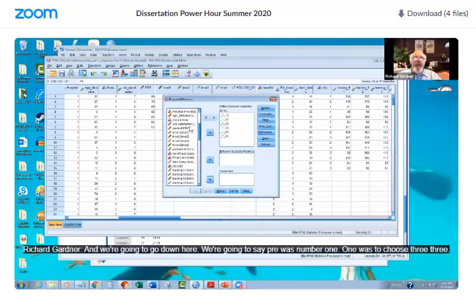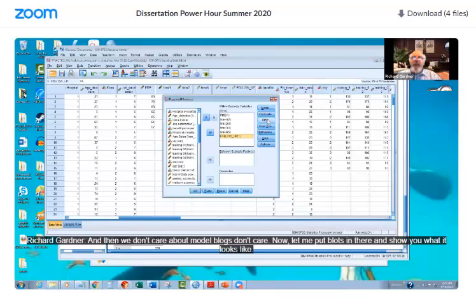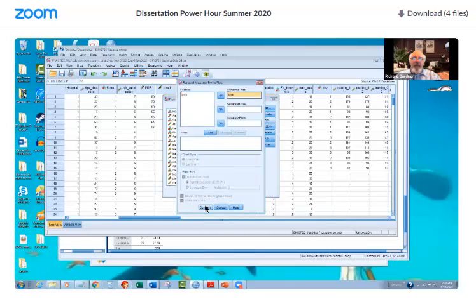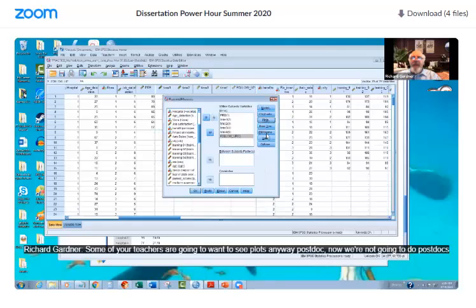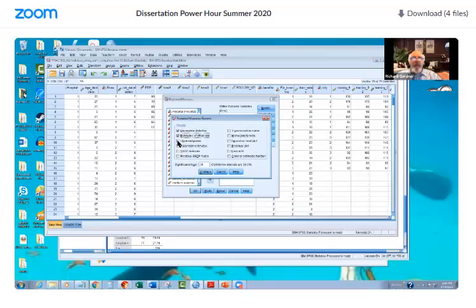And we're going to go down here. We're going to say pre was number 1, 1 was 2, 2 was 3, 3 was 4. Boom. And then we don't care about model. Plots, well, let me put plots in there and show you what it looks like. Some of your teachers are going to want to see plots anyway. Post hoc, nah, we're not going to do post hocs. Options, yes, we'll always do the options with the ANOVAs. Descriptives, effect size, power, and homogeneity tests.